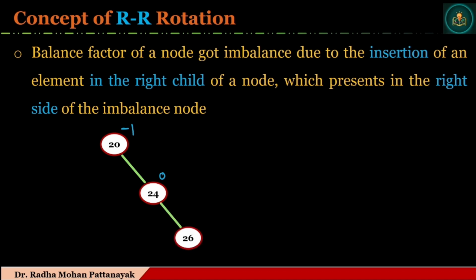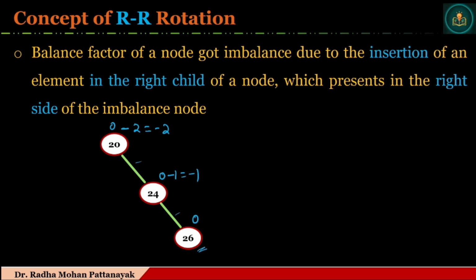Let us consider I will insert 26. After insertion of 26, the balance factors of the previous nodes will change. See what is the new value now? 26 balance factor equals 0. 24 balance factor is 0 minus 1, that is minus 1. Similarly, 20 balance factor is 0 minus 2, that equals minus 2. So after insertion of 26, the 20 node got imbalanced, right?